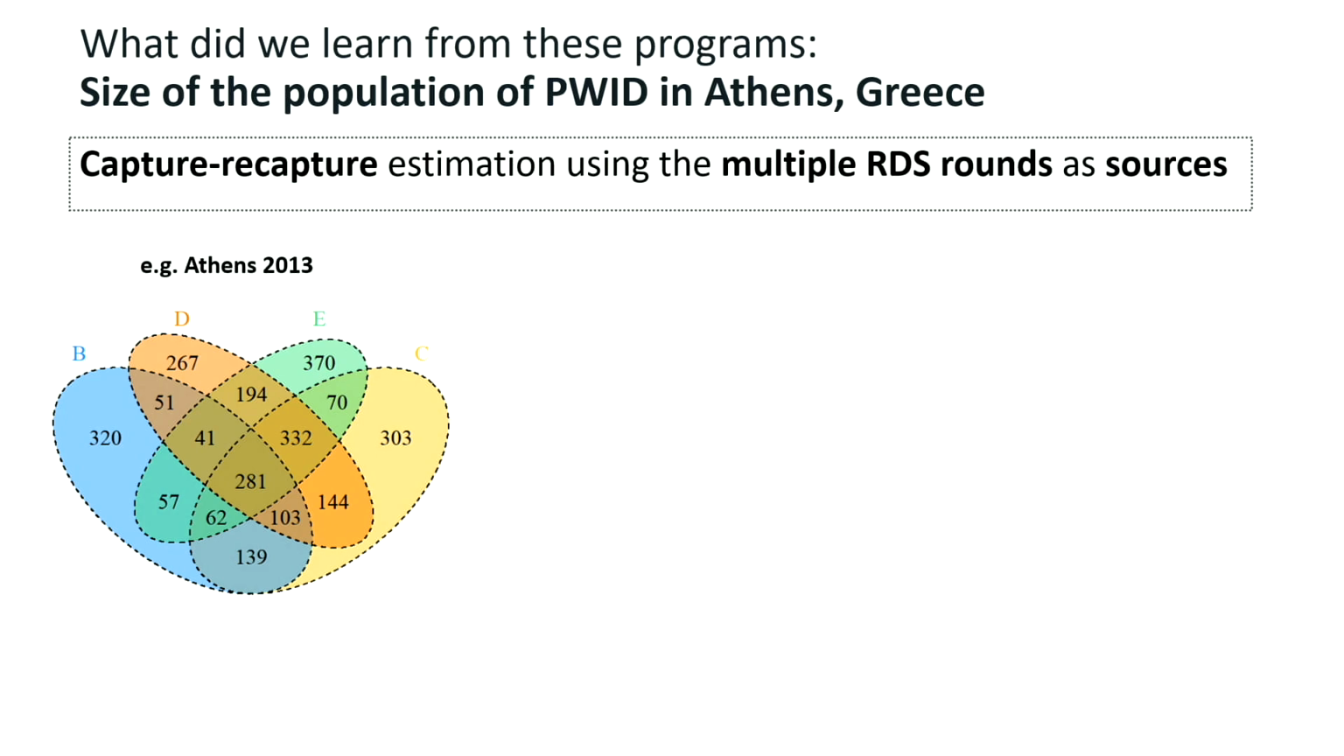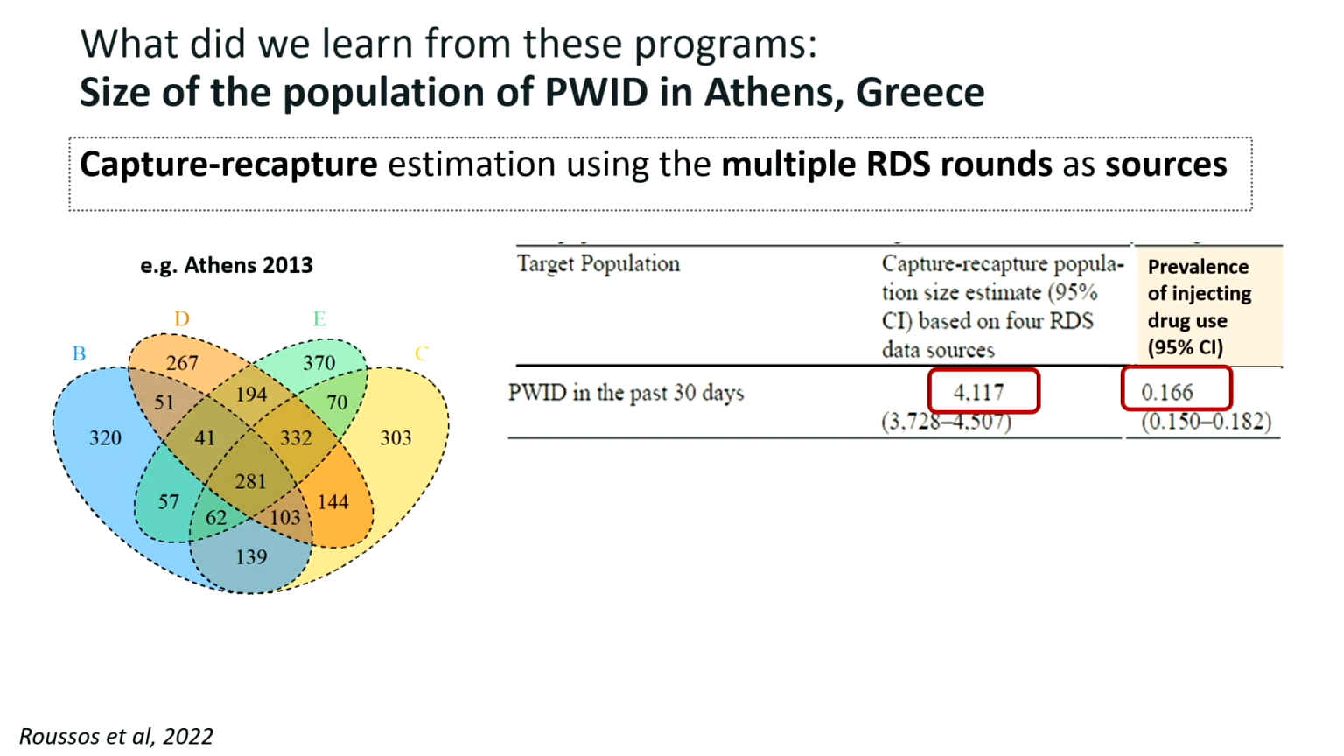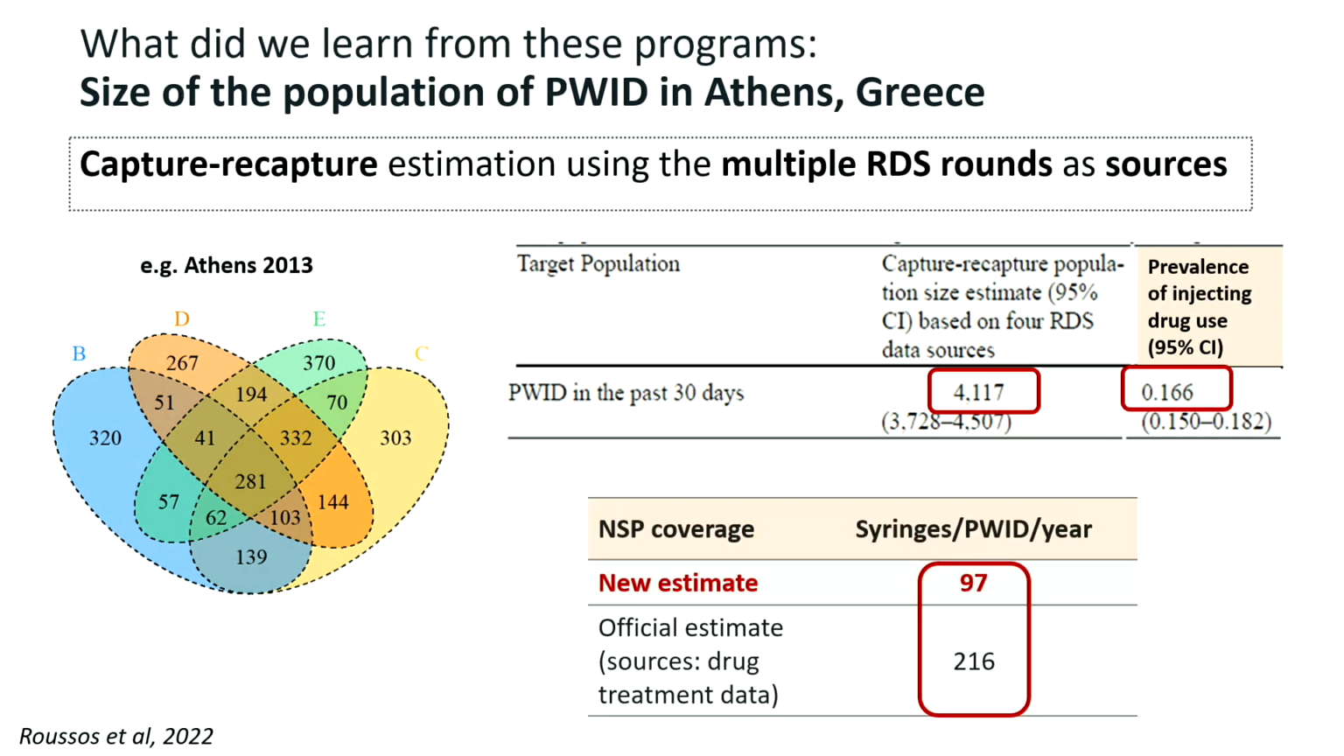capture-recapture again, but this time the multiple sources that we have used were these RDS rounds. So you can see in this graph people who participated in multiple rounds, and this overlap allows us to perform this capture-recapture. And we estimated that in 2012, in Athens, there were around 4,000 people who were currently injecting. This allows us to estimate the prevalence of injecting drug use, but also to see revised estimates about the coverage of needle and syringe programs.